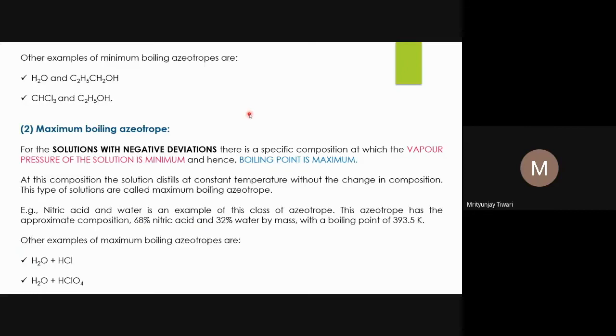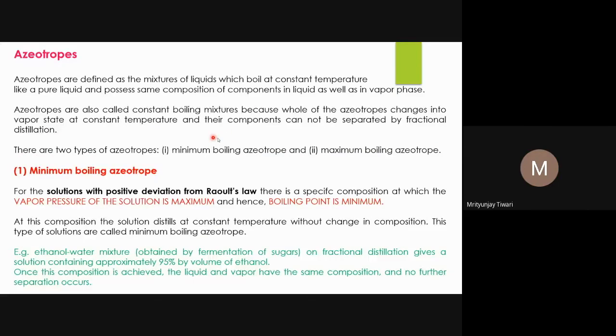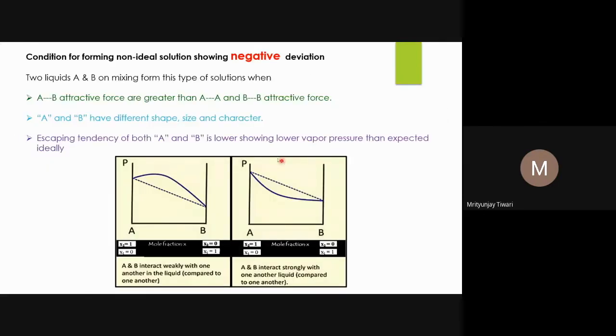minimum boiling azeotropes. Now, the maximum boiling azeotropes. To understand maximum boiling azeotropes, you have to understand this figure again. As I have explained, this component has the lower boiling point, this one a higher boiling point. So the vapor pressure is more for component A. Ideally we should get this graph as per Raoult's law, and if this graph is followed, then we will say that the solution is an ideal solution.